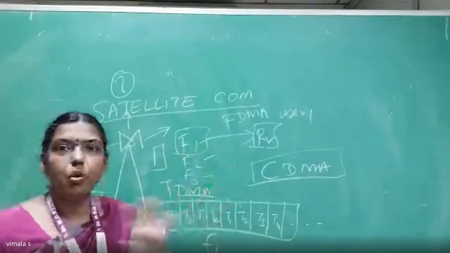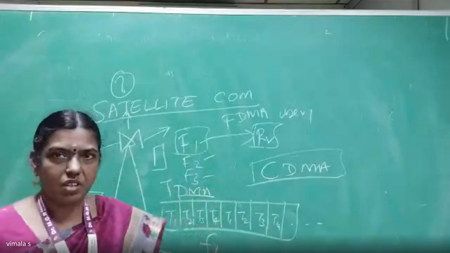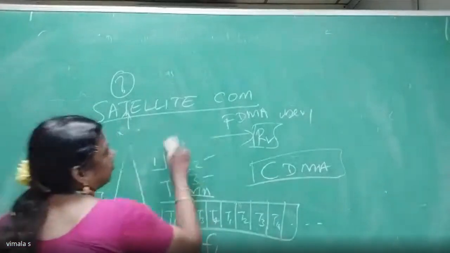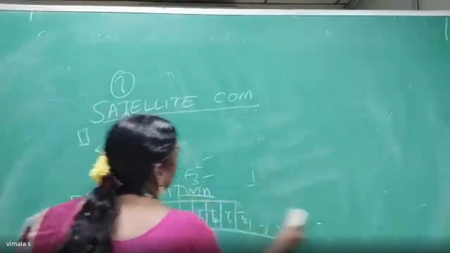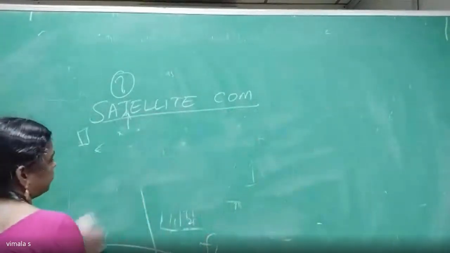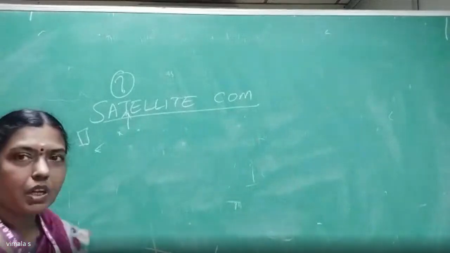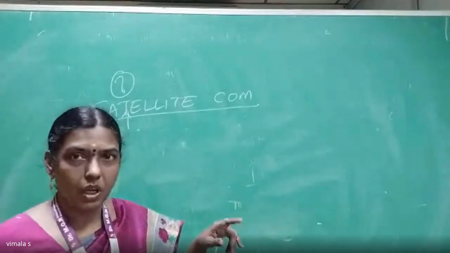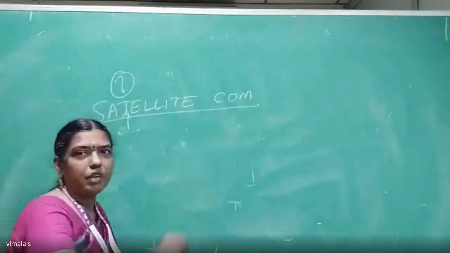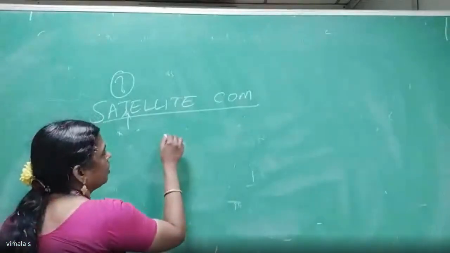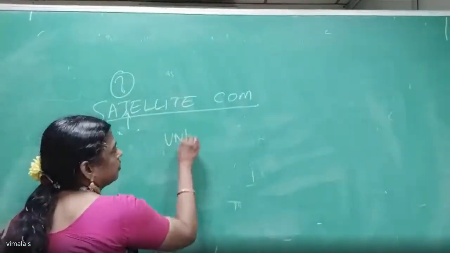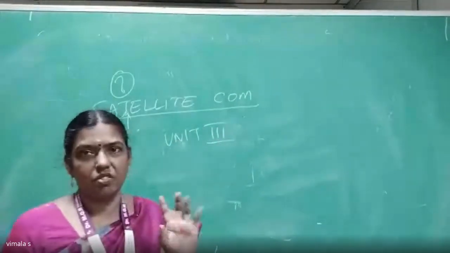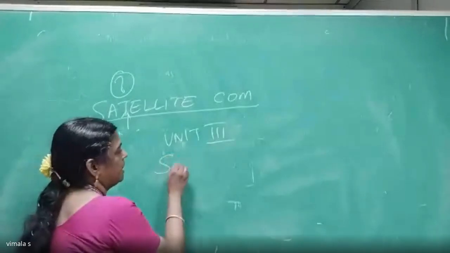So these four accessing techniques we have seen in the second unit. Now the third unit, design of links. Whenever there are two classes, I am refreshing the second unit topic again. The third unit we have also partially finished. What are the topics in the third unit? Actually, this is satellite link design.